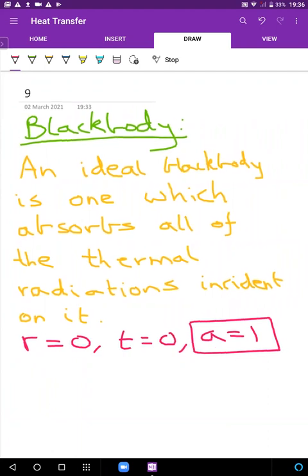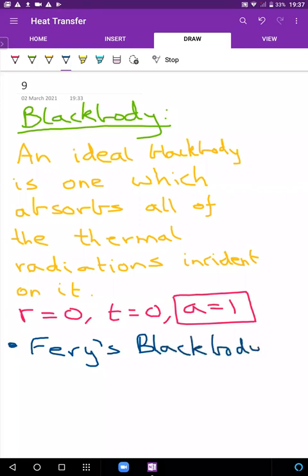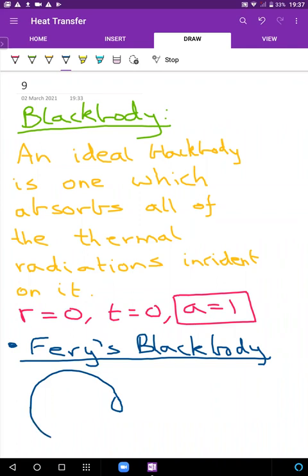Okay, just to give you some idea, experimentally, a guy named Ferry modeled a nearly perfect black body by saying, let's construct a sphere. What he did was he constructed a blackened sphere. This is painted black from inside. This is a sphere painted black from inside. You can see a small hole.